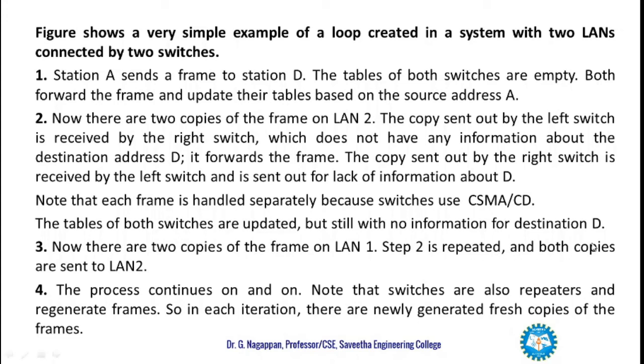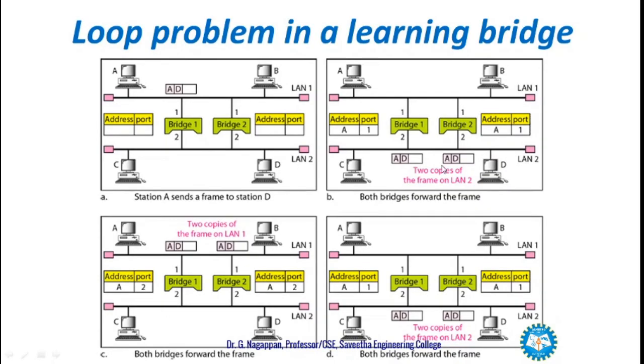Step 2 is repeated and both copies are sent to LAN 2. The process continues on and on. Note that switches are also repeaters and regenerate frames, so in each iteration there are newly generated fresh copies of the frames. This is the loop problem, even in a learning bridge.